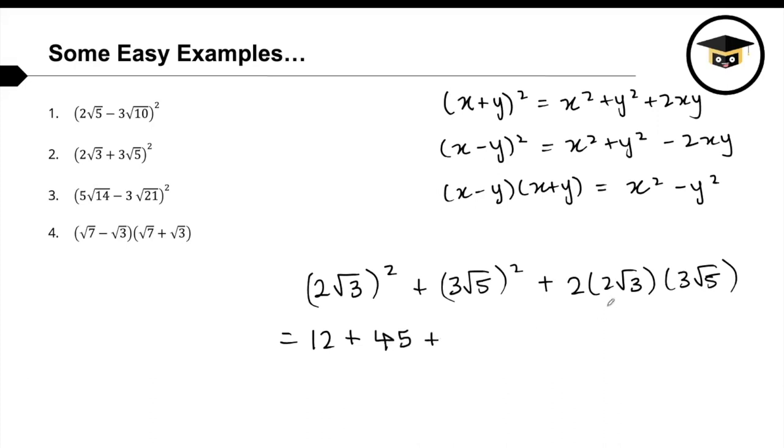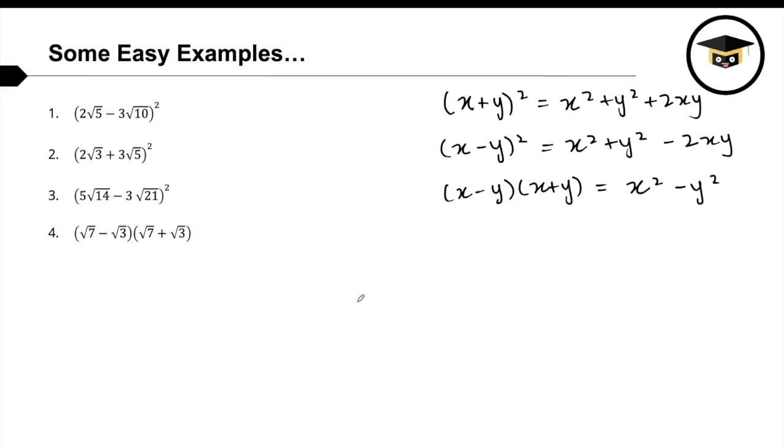Then we have plus 2 times 2 times 3, which is going to give us 12. And then root 3 times root 5, which is root 15. Thankfully, we can't actually simplify root 15 anymore. So we just go from 12 plus 45, which is 57, and say our final answer is 57 plus 12 root 15.